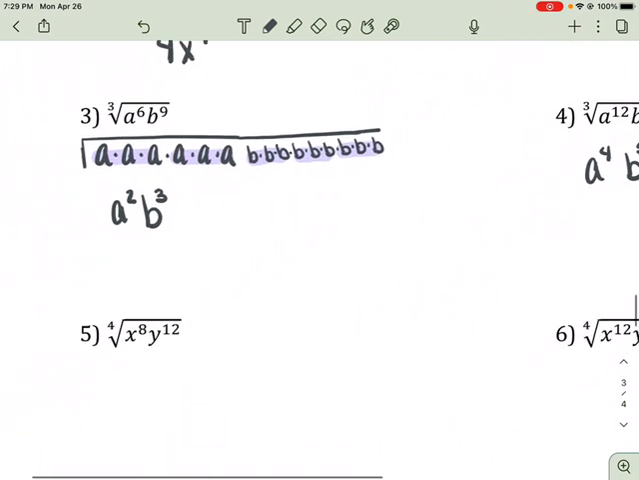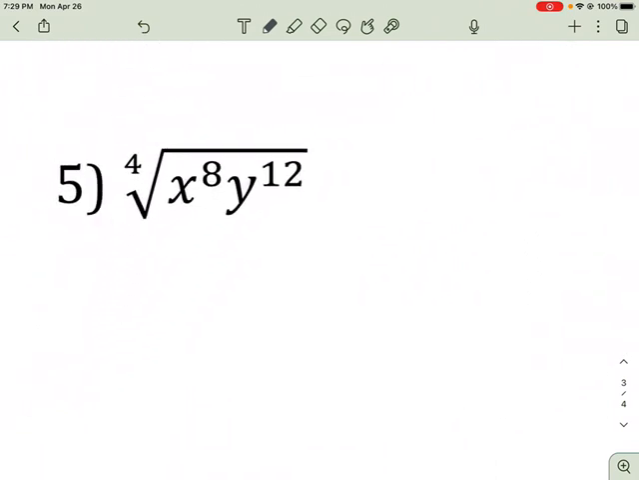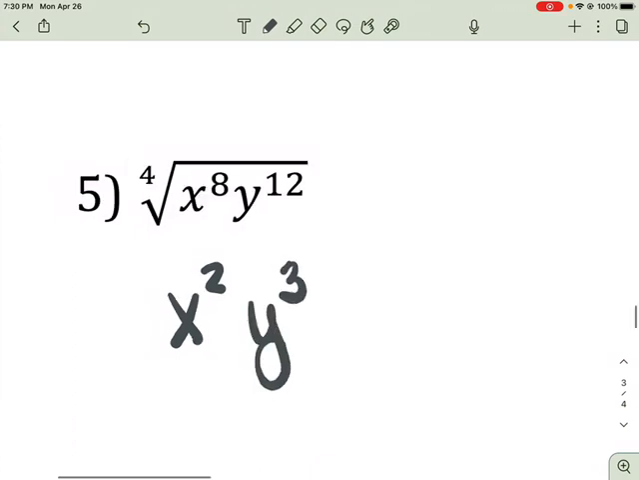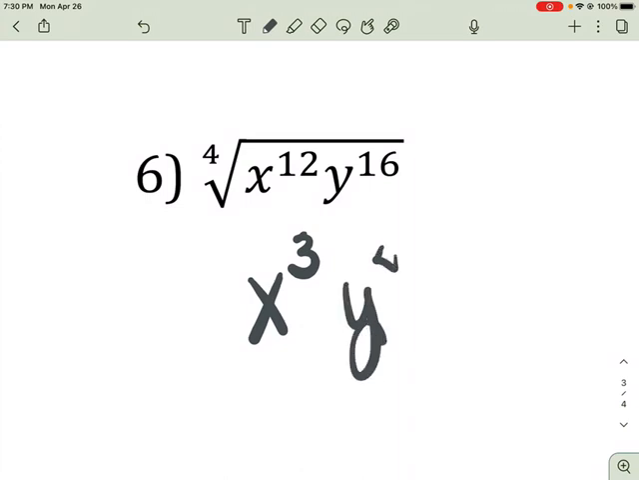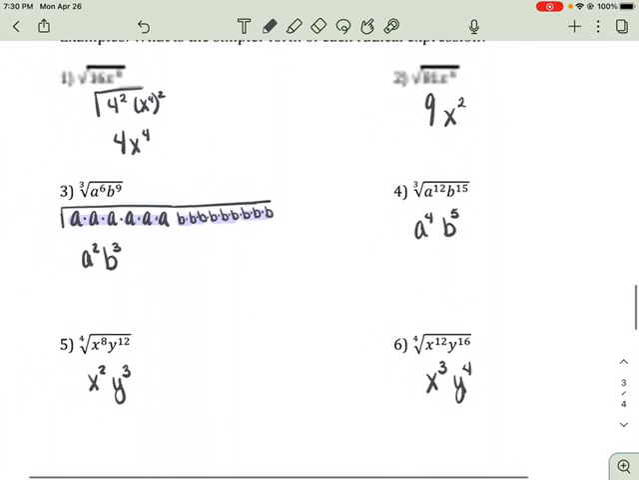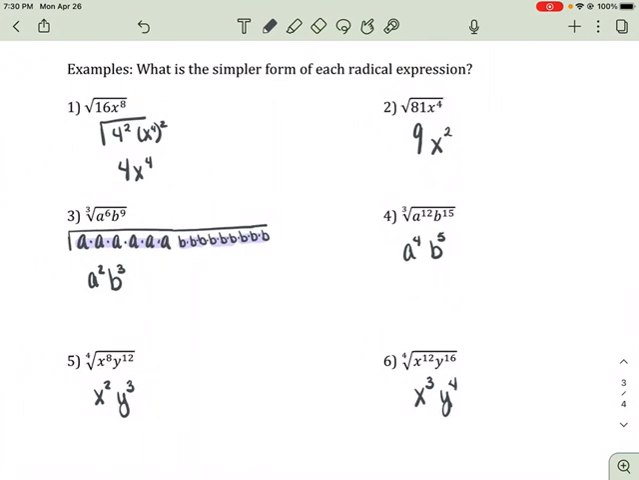All right, let's try this one. How many groups of 4 are there in 8? How many groups of 4 are there in 12? How many groups of 4 are in 16? There we go. We're going to look at a shortcut coming up, but we get the idea that it's like how many groups of the index are underneath the radical.